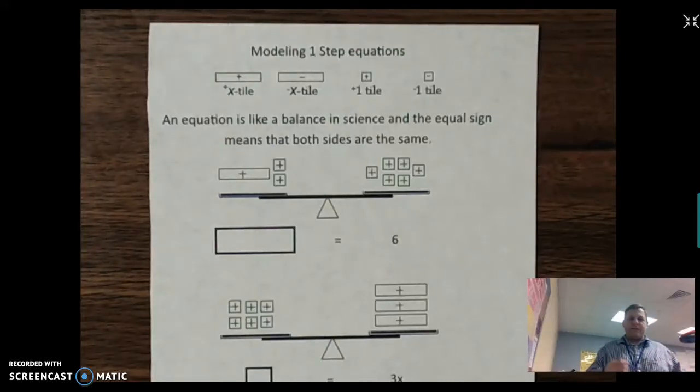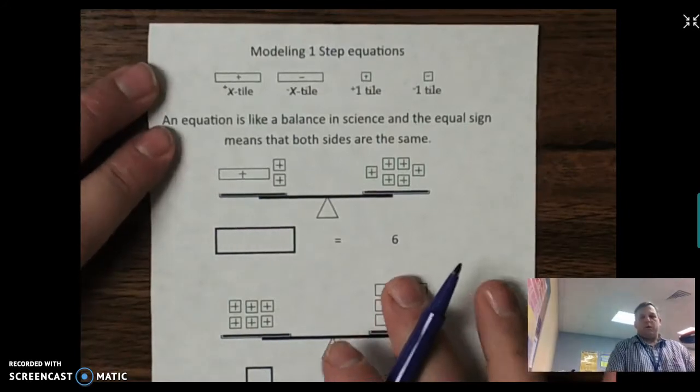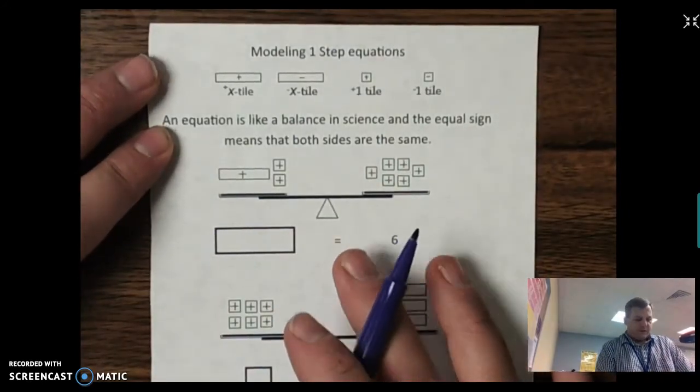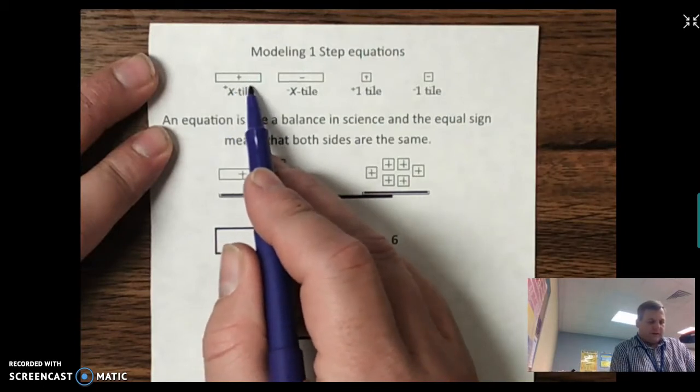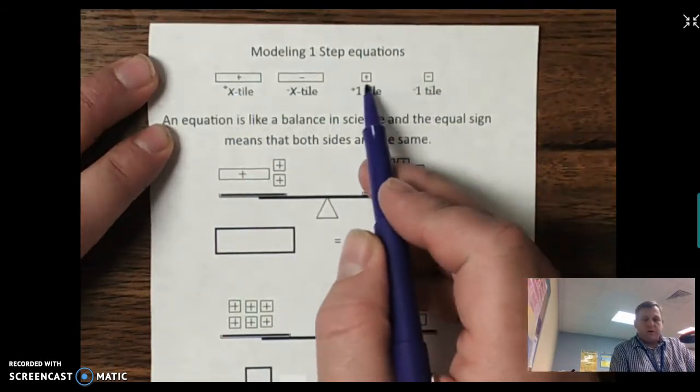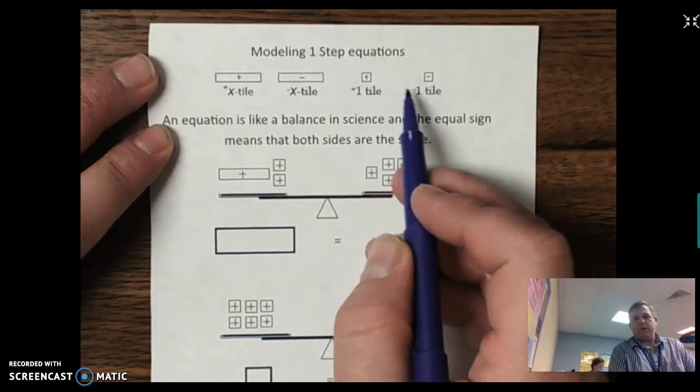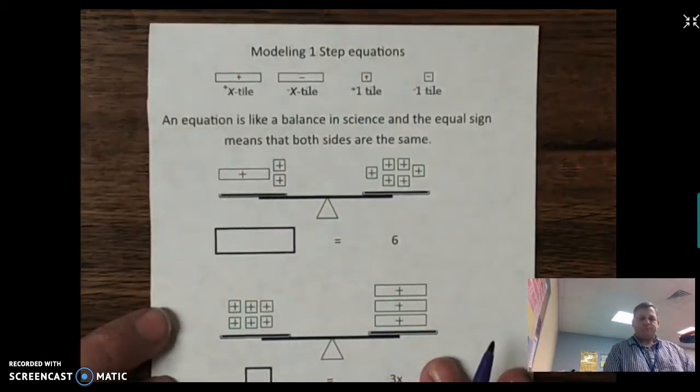Okay, modeling one-step equations. We're just going to look at one of the ways that we've done it on here, but we are looking at the balance way of doing it. So the tiles are a little different. We have the rectangle, well, this one's not different. The rectangle is positive, and then the squares are ones. So positive 1, negative 1.